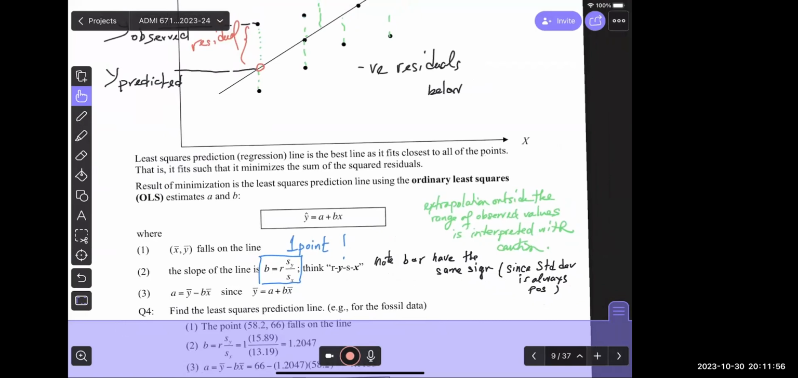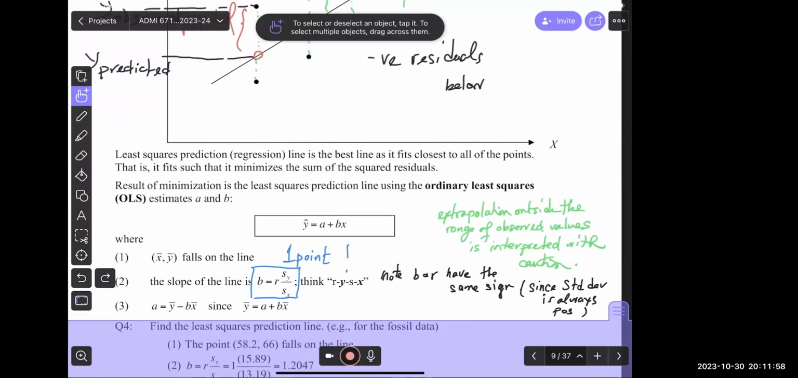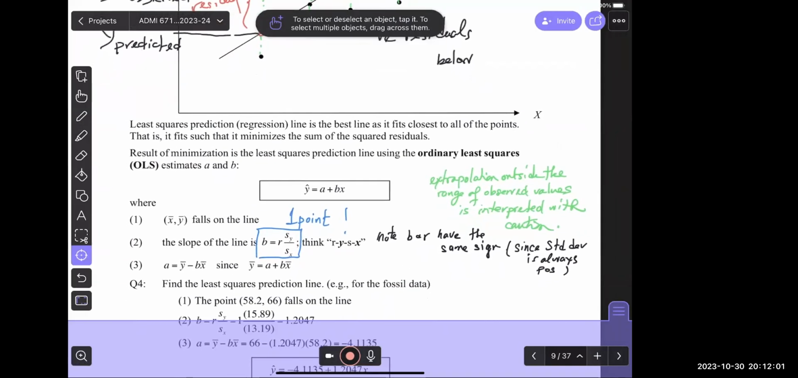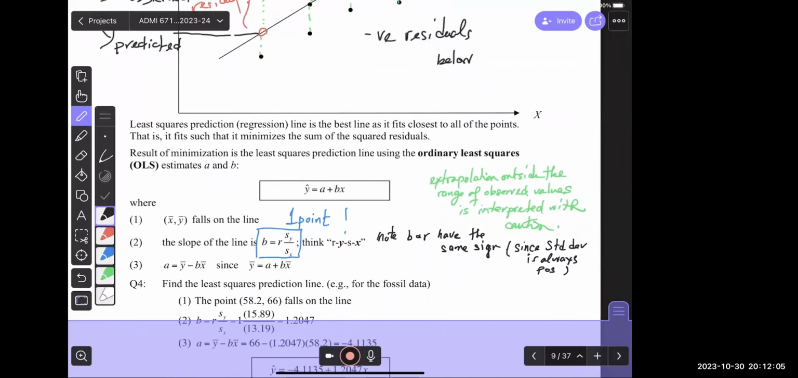So finally, we're going to do what we just did with that last problem. With a point and a slope, we can compute the intercept and estimate our line. So the slope you calculate like this, or just the way that we did it earlier. And you can find A. And then you get the prediction line.